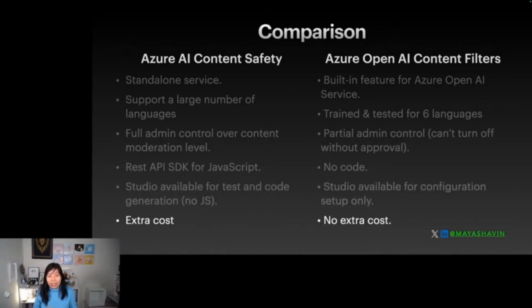And then lastly, Azure Content Safety as a standalone service will include extra costs if you add it into your pipeline. While if you already use Azure OpenAI, it will not give you extra cost. It will not require you to enable another subscription or another plan. It is already included in the service plan itself.